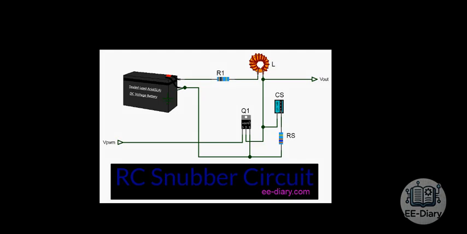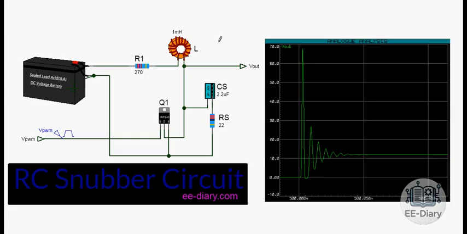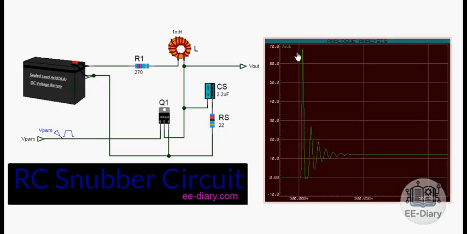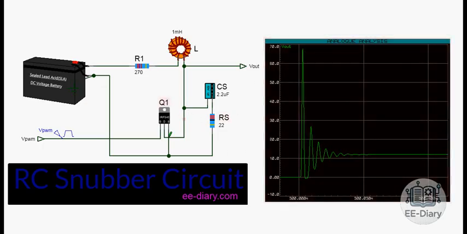Hello everyone. Today we will demonstrate the working principle of a snubber circuit using a simulation in Proteus. A snubber circuit is a crucial component used in power electronics to suppress voltage spikes and protect switching devices like MOSFETs and IGBTs from damage.